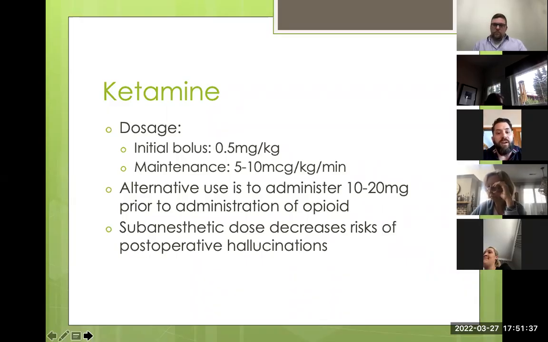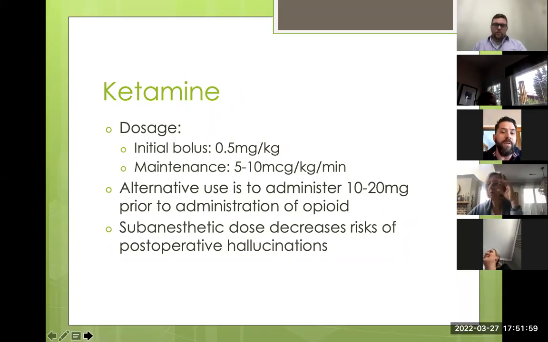So at induction, I used to give 0.5 milligrams per kilo. I'm probably more at what ASRA recommends now, about 0.3 milligrams per kilo, because I'm running that maintenance dose at about 0.3 milligrams per kilogram per hour. So that's 5 mics per kilogram per minute. And it works very well.